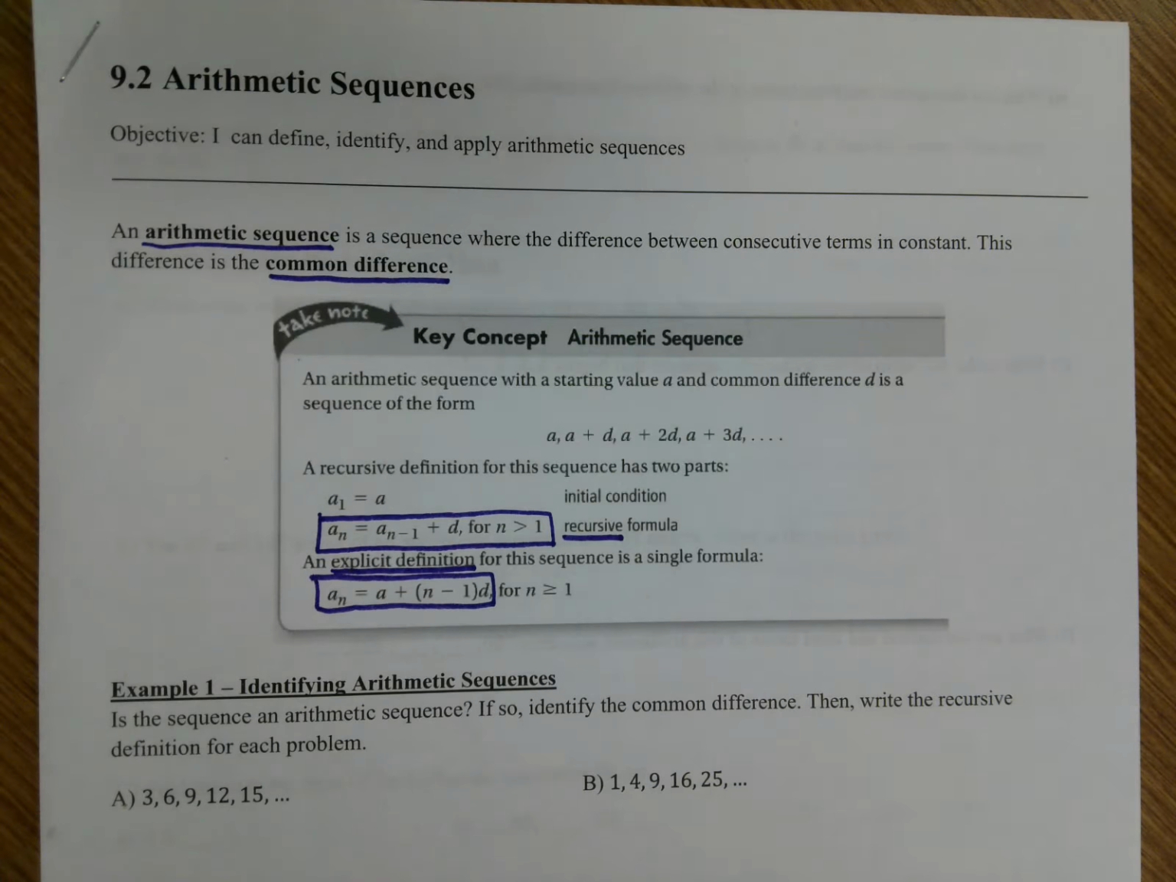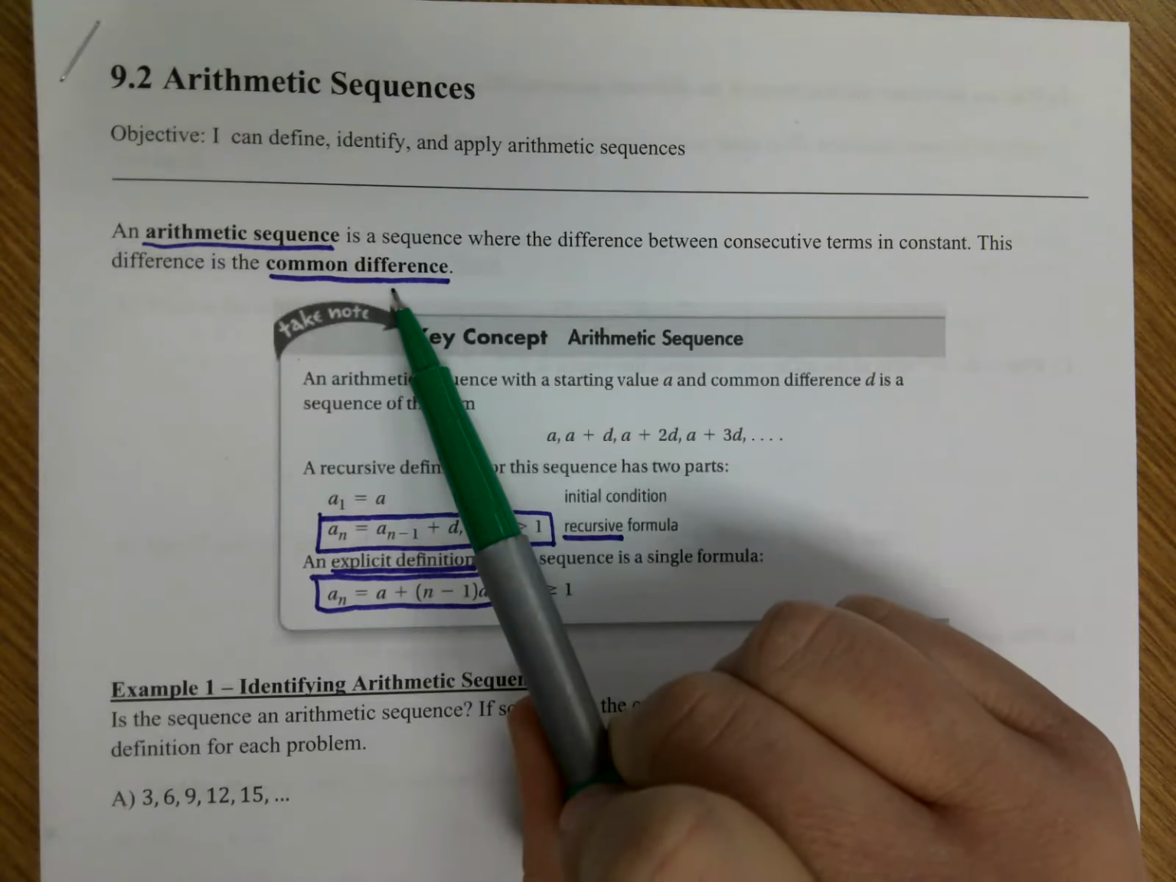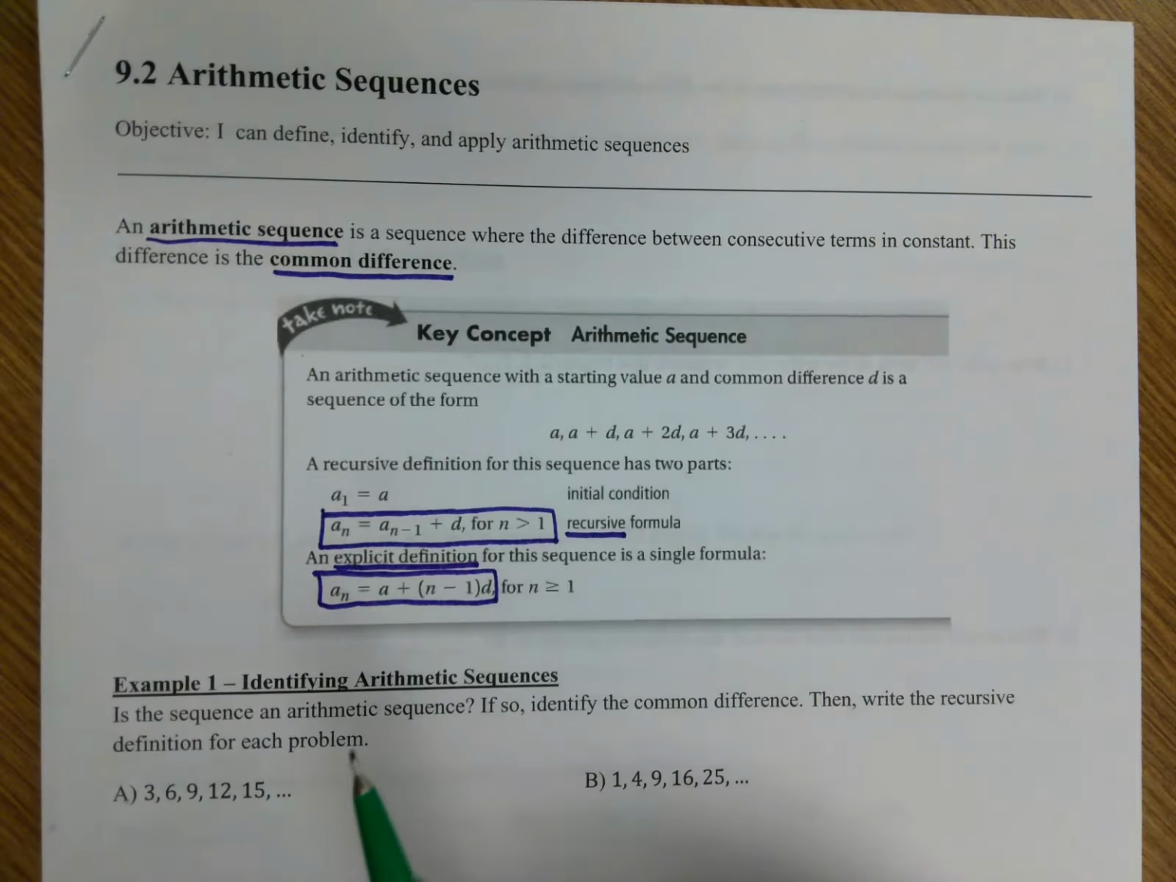Hello, hello, hello. We're starting 9.2 arithmetic sequences. An arithmetic sequence is when you have a pattern and you can add or subtract the same number each time to find the new pattern. That number is called the common difference. This is where your little cheat sheet comes into play.